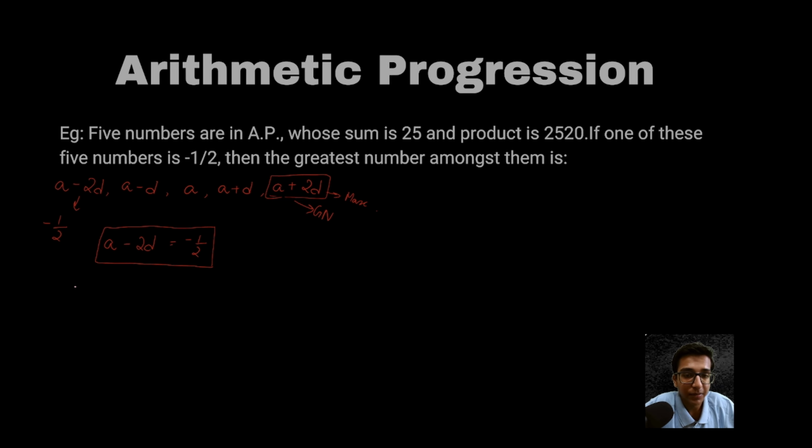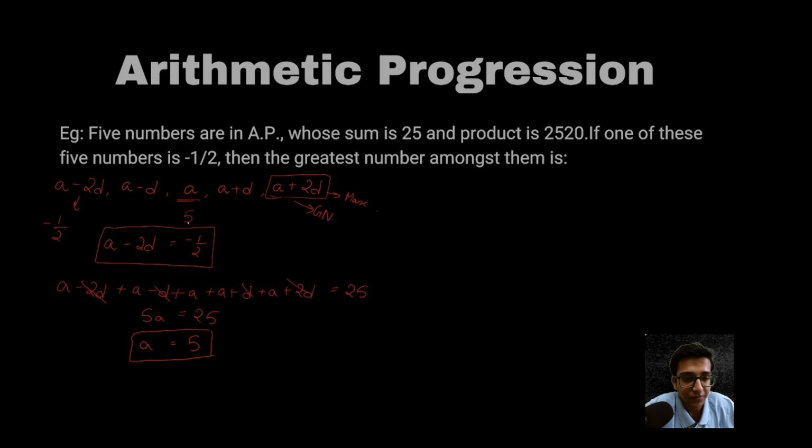5 numbers are in AP whose sum is 25. Again, we can sum these numbers: A minus 2D plus A minus D plus A plus A plus D plus A plus 2D. This is equal to 25. Minus 2D gets cancelled with plus 2D, D gets cancelled. So we get 5A is equal to 25 and A is equal to 5. We've got the middle term, which is 5.